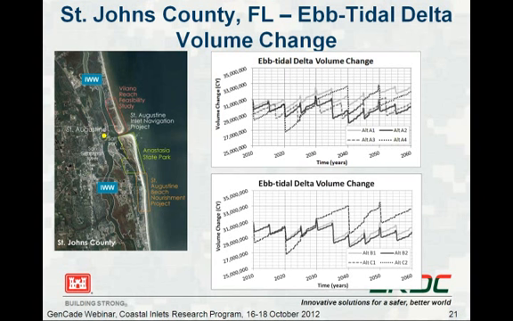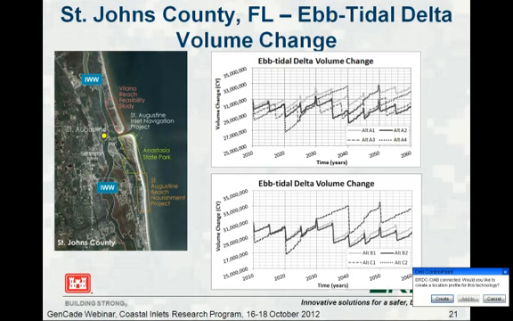This shows some of the ebb tidal delta volume change, and what we have here is Vilano Beach, Anastasia State Park, and then the St. Augustine Beach Nourishment Project. So what I want to tell you a little bit is we have all these alternatives, so I'm going to briefly discuss what they mean. Alt 1 looked at a dredging volume of 1 million cubic yards every 5 years, and then that was placed on the beach at that same interval.